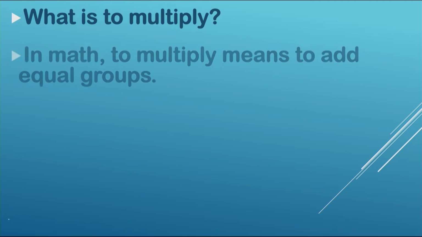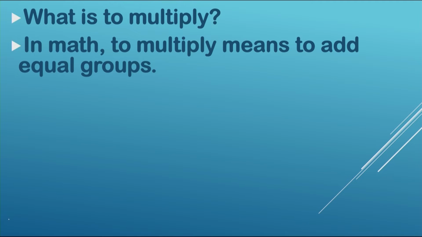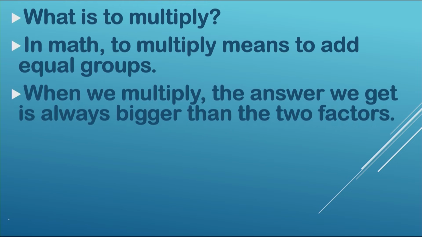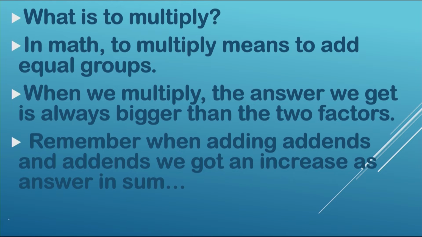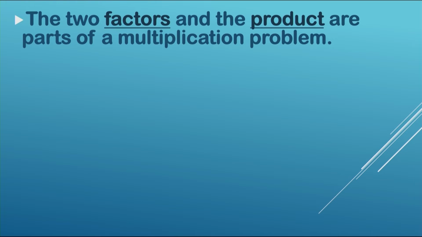So, what is to multiply? In mathematics, to multiply means to add equal groups. When we multiply, the answer we get is always bigger than the two factors. Remember, when adding addends and addends, we get an increase as the answer in sum. The two factors and the product are part of a multiplication problem.